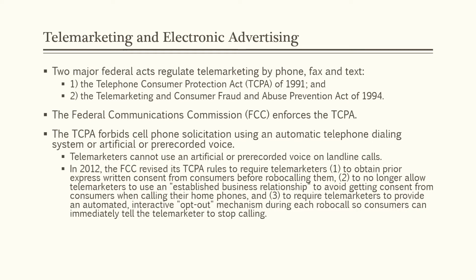In 2012, the FCC revised its TCPA rules to require telemarketers to obtain prior express written consent from consumers before robocalling them, to no longer allow telemarketers to use an established business relationship to avoid getting consent from consumers when calling their home phones, and to require telemarketers to provide an automated interactive opt-out mechanism during each robocall so consumers can immediately tell the telemarketers to stop calling.